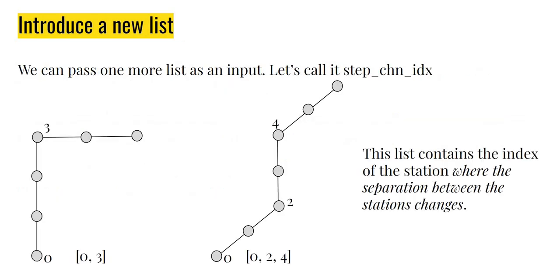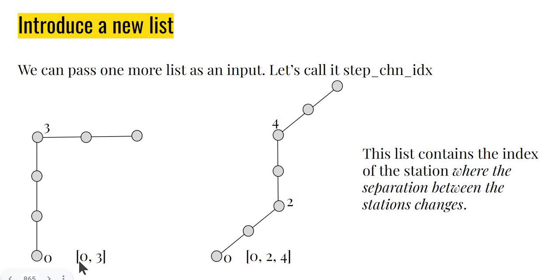So the solution that we come up with is that we introduce a new list and we will pass this list as an input to the function. We will call this list, for example, change index. Now, the name is okay, but let's try to understand what is the meaning of this list. This list will always have the first item as 0.